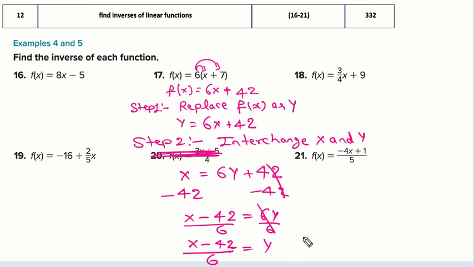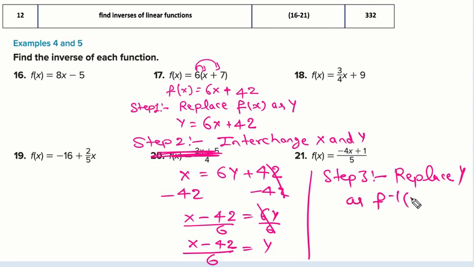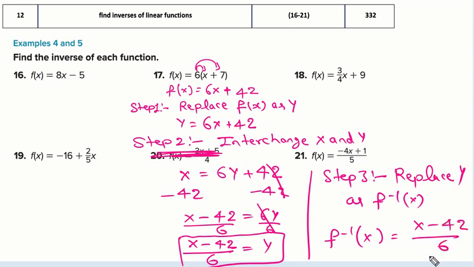And now you can just change. So step 3, let me write here. Step 3, replace y as f inverse x, right? So f inverse x is equal to, I will put the same value, x minus 42 over 6. So that's how you will solve.